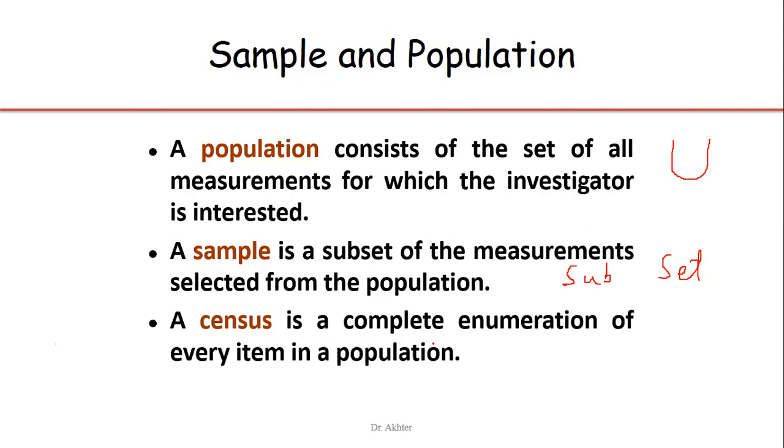And a census is a complete enumeration. So what is the difference between sampling and census? Data collection from the entire population is a census, while data collection from a subset or a selected part of the population is called sampling. Sampling is a technique, and the selected part from the population is called a sample.